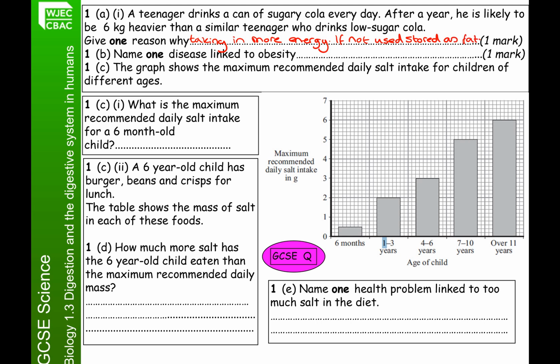Name one disease linked to obesity. You've got a few options for this one. You can give yourself the mark if you've written either arthritis, diabetes, or heart disease. The graph shows the maximum recommended daily salt intake for children of different ages. What is the maximum recommended daily salt intake for a 6-month-old child? From the graph, you should have worked out that that would be 0.5 grams.